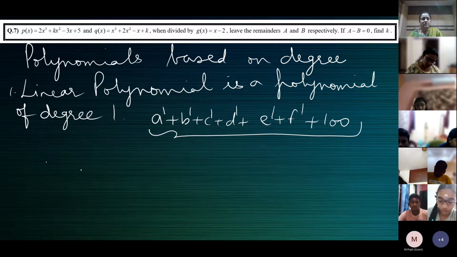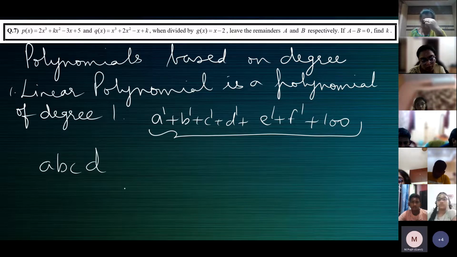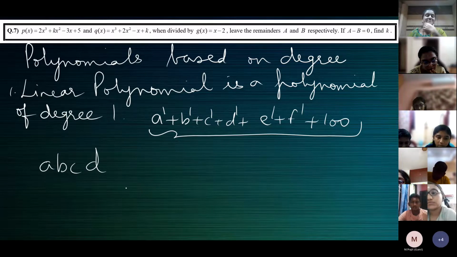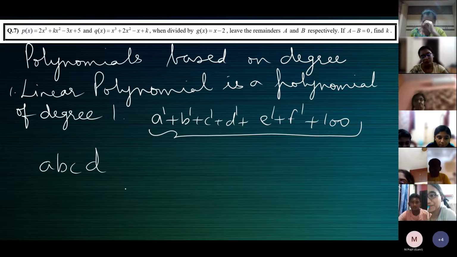So now tell me, do not write this. Just tell me, is this a linear polynomial? Yes, ma'am. Yes, ma'am. No, ma'am. The degree is 4, ma'am.